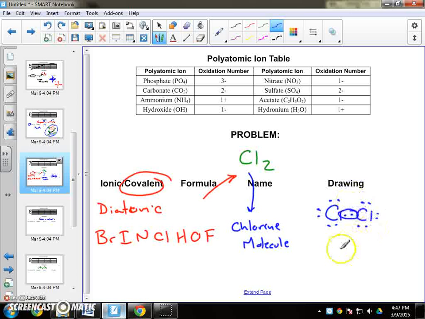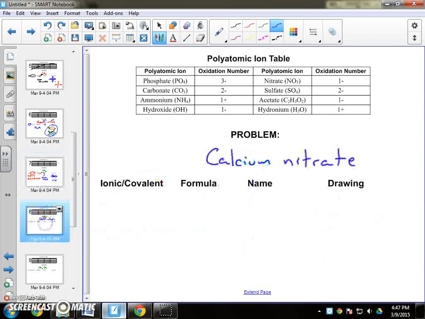That guy gets a circle, which means we're left with chlorine, chlorine, there's a line, and again valence electrons to make the whole thing happy in terms of stable outer valence shells. Moving on to the 8th one, I've got calcium nitrate.